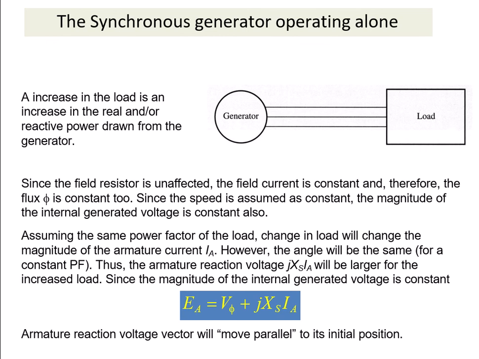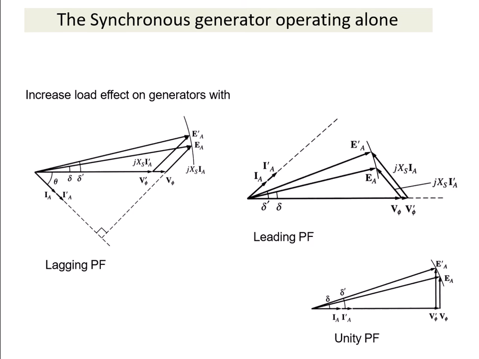Now, the effect of increased load on the generator: if we increase the load, what will happen in the phasor diagram? The current only increases in magnitude, not in angle. So IA becomes IA dash, and our Vφ becomes Vφ dash.